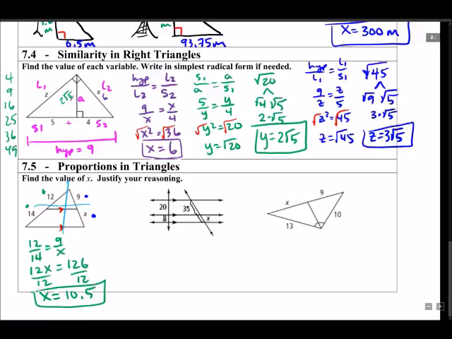And this is the side splitter theorem. Sounds like a monster truck name. Side splitter theorem. All right, next on our list. Ooh. And the corollary to the side splitter theorem.